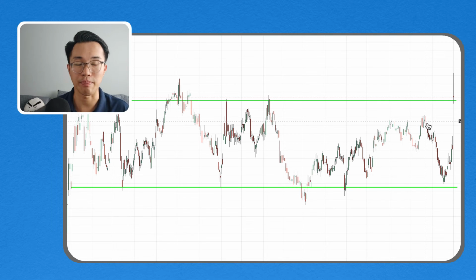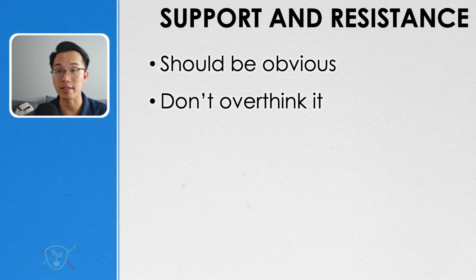We're not looking for a perfect sweet spot. What we're looking for are zones or areas of opportunities where we can make a decision about whether we're going to buy or whether we're going to sell. And this leads us into the fourth tip. Don't overthink it. Support and resistance lines should be fairly obvious. It should be fairly simple.